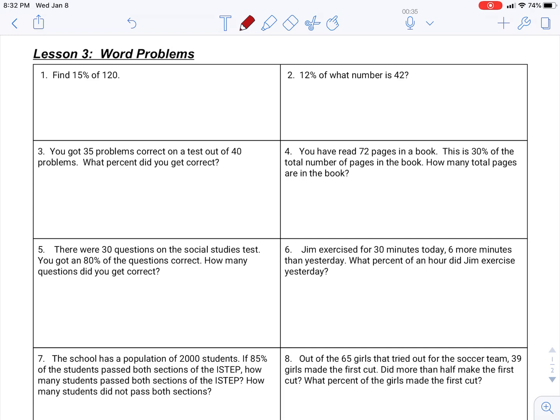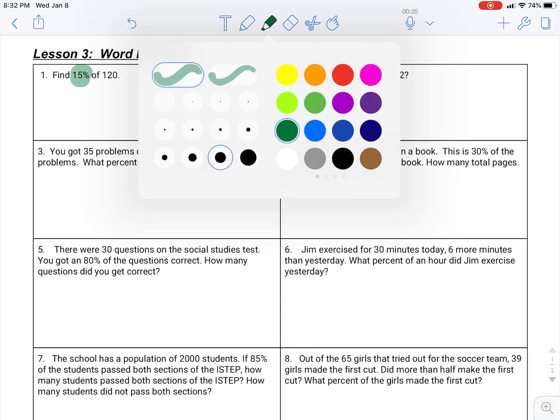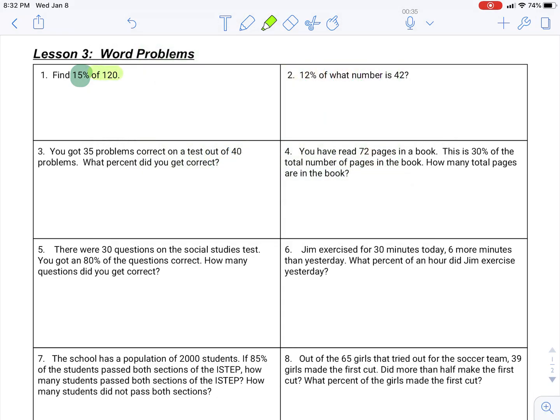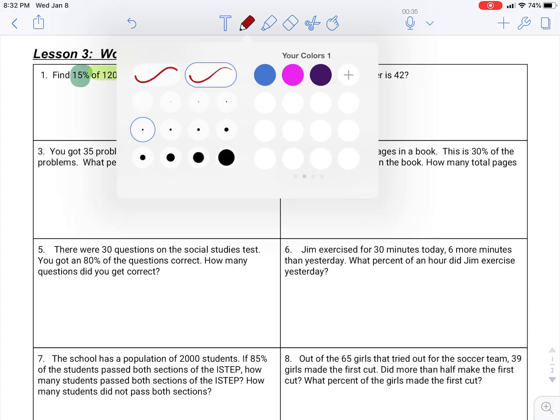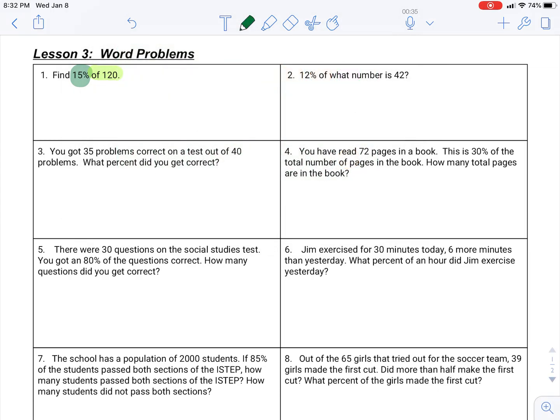Remember the percent proportion. We always put the percent on the right-hand side, so we always have something over 100, either x over 100 or the percentage they give us. So let's start with number 1. In number 1, we're given the 15%, and right next to it it says of 120. So when making this proportion, we are going to set it up with that 15% on the right-hand side. Then we have to think of our is over of wording.